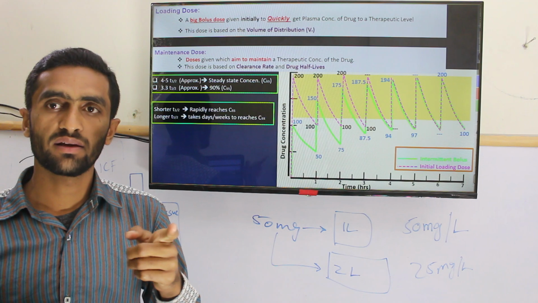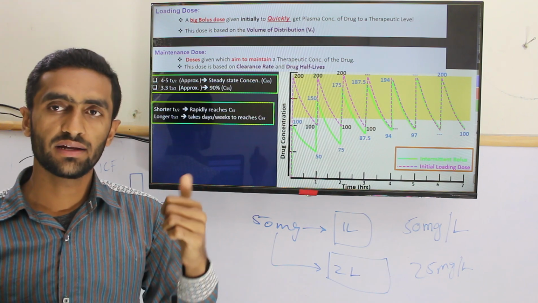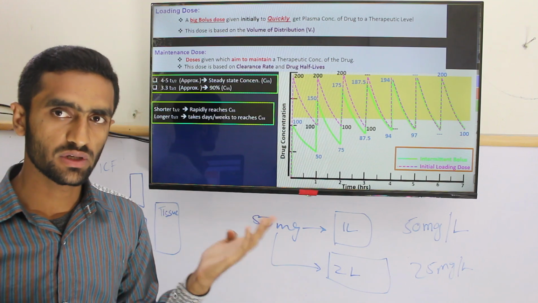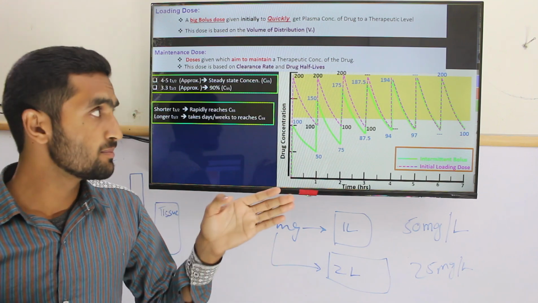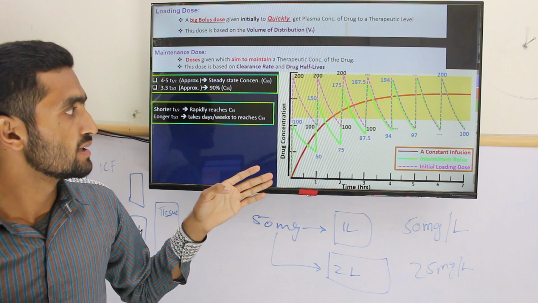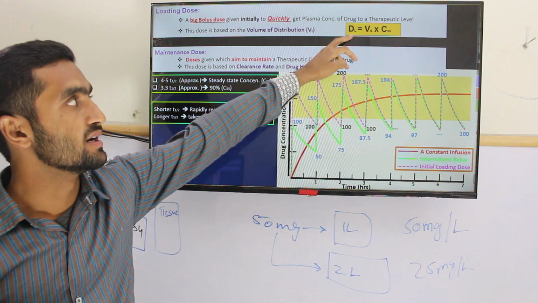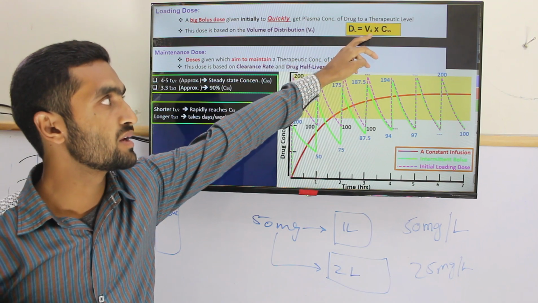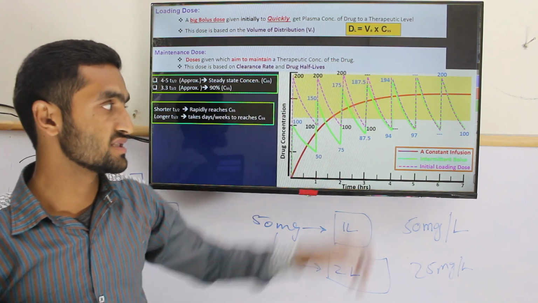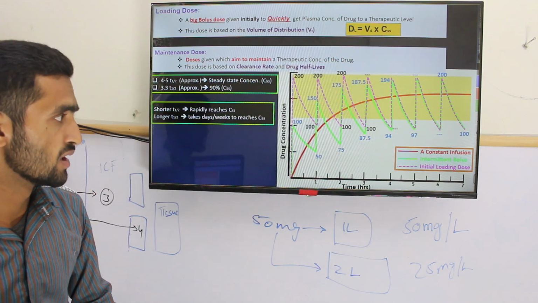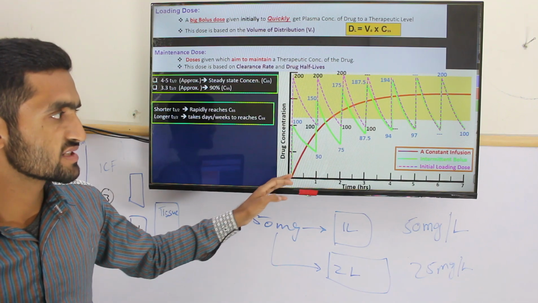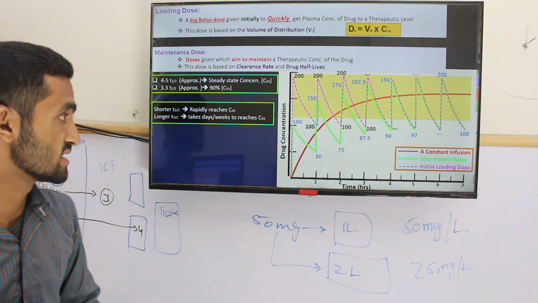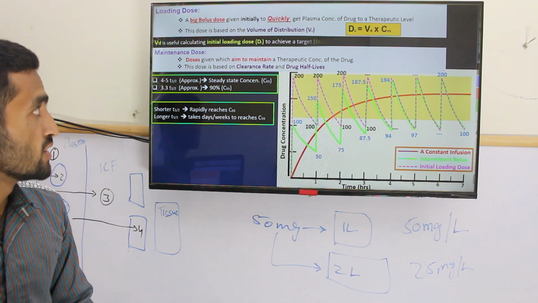So multiply the, for example, 3 liter needed, and in this case, for example, 2 liter. If it's a 2 liter or 3 liter, simply multiply the loading dose. For the loading dose, simply multiply volume of distribution by the steady state concentration. So it's simple. The other way that is shown here is constant infusion, where you want to get the steady state concentration. So I think this is clear.